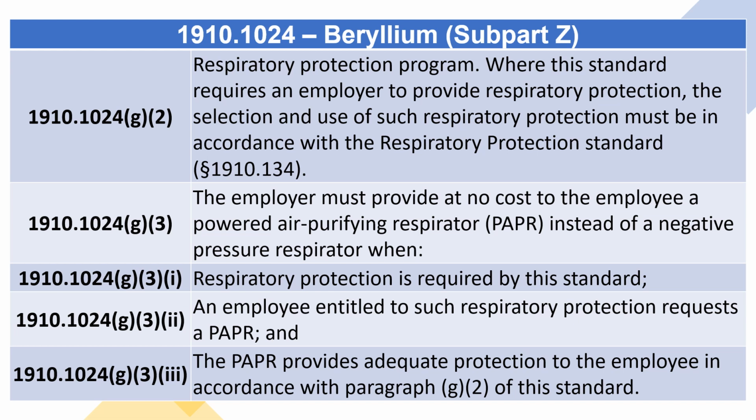1910.1024(g)(3), the employer must provide at no cost to the employee a powered air purifying respirator, PAPR, instead of a negative pressure respirator when 1910.1024(g)(3)(i) and (ii): respiratory protection is required by this standard, an employee entitled to such respiratory protection requests a PAPR, and the PAPR provides adequate protection to the employee in accordance with paragraph (g)(2) of this standard.